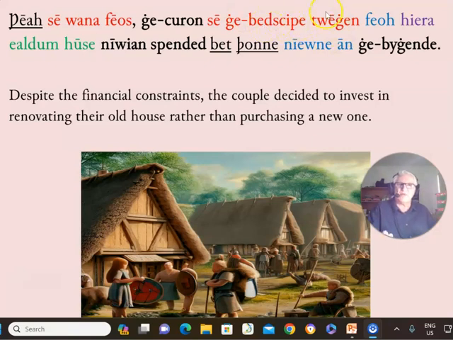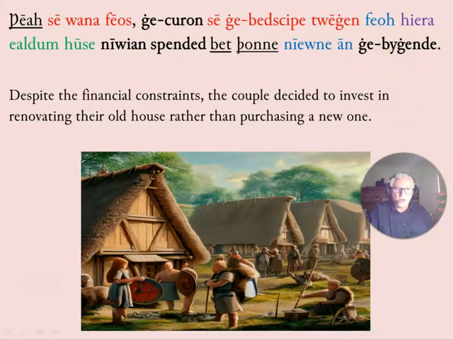So the cohabiting couple, the two cohabiting couple, money, their eldem husa, Nevian spended, so that's renovating their old house, better than purchasing a new one. All right. So decide to spend the money in renovating the old house rather than purchasing a new one. So better than new purchase. Okay, bit of fun that one doing that.